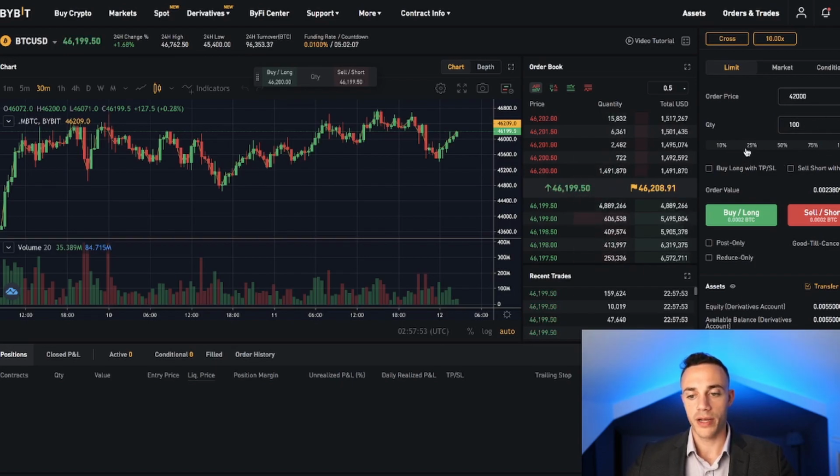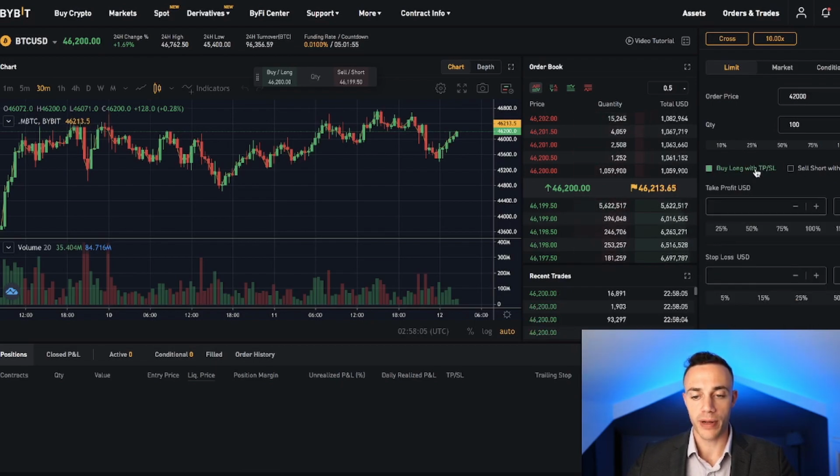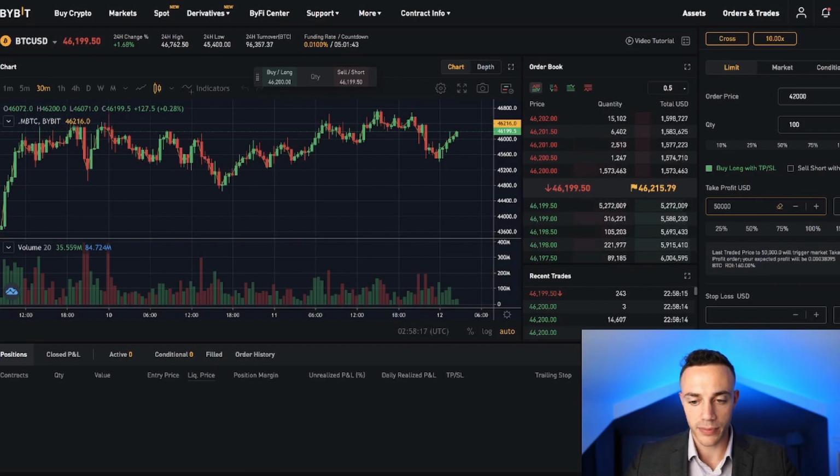And now I always recommend to go long with your target profit and your stop loss already in place. You need to stick with strict trading rules, especially if you were using leverage. So I'm going to go ahead and check off the box where it says buy long with target profit / stop loss. That's what TP/SL stands for. So let's say we wanted to take profit at $50,000, for example. This tells us that we would expect a profit of 38,095 Satoshis. That's 160% ROI.